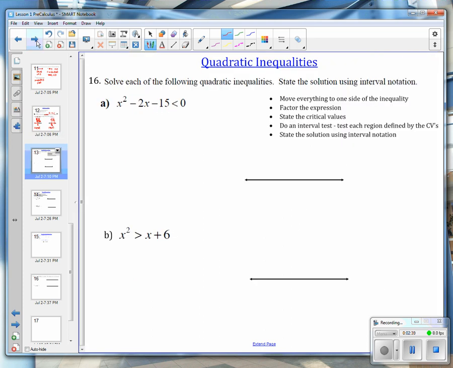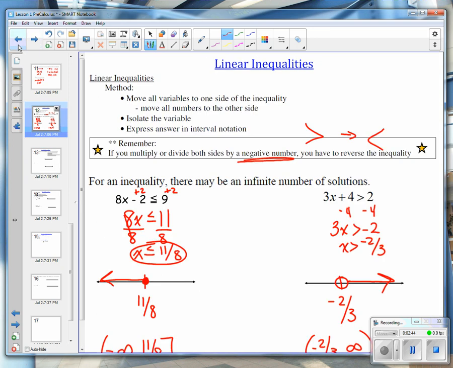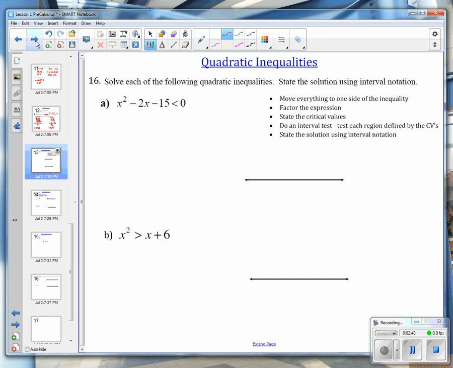Next one is, instead of just linear inequalities, which you can see here, I'll just go back for 1 second, all of these just have x to the power of 1. Now we're going to get into a little bit trickier, where now we've got quadratic. So obviously x is going to be to the power of 2. It's saying here, solve each of the following quadratic inequalities, state the solution using interval notation. So that's with our brackets that we were talking about.